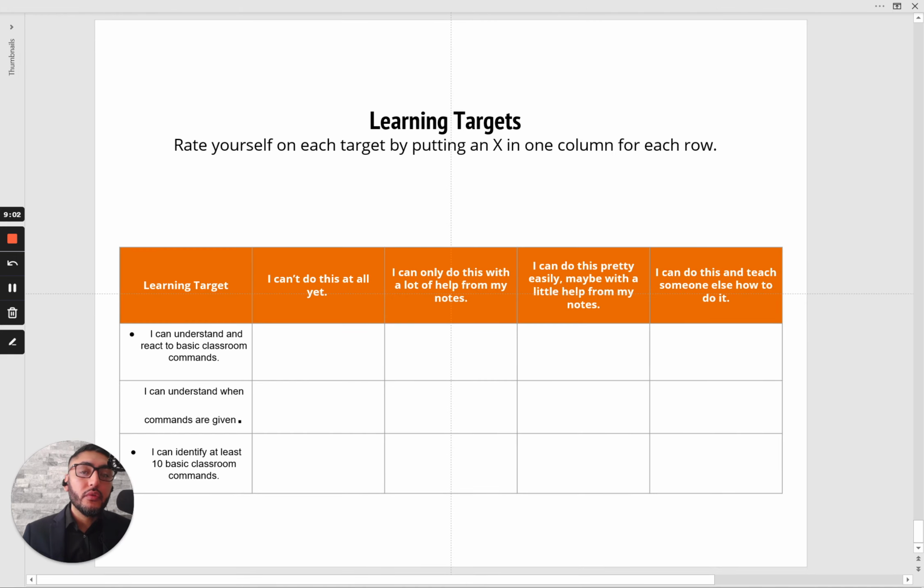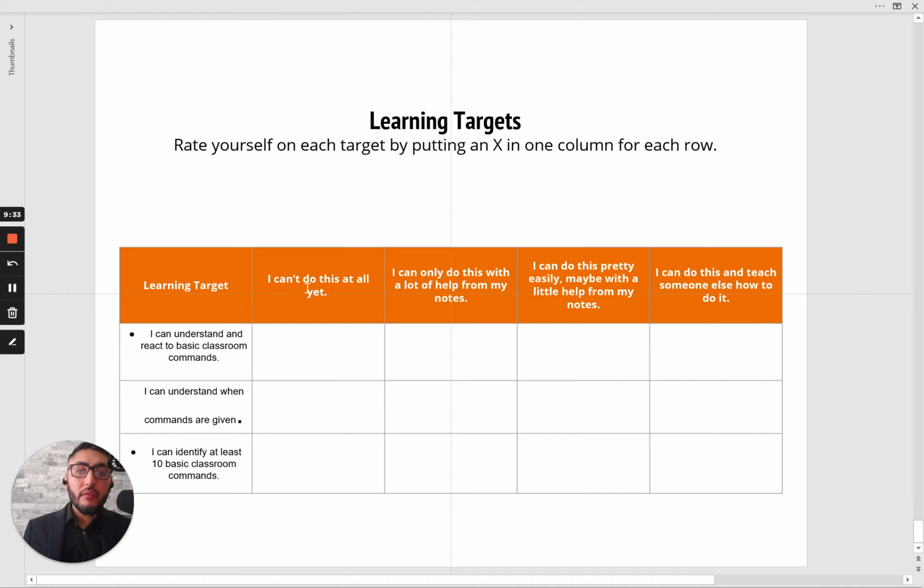And finally, we do a self-assessment. In the self-assessment, we have the learning targets in which the students rate themselves on each target by putting an X in one column for each row. So we have the learning targets for today. I can understand and react to basic classroom commands. I can understand when commands are given. I can identify at least 10 basic classroom commands.